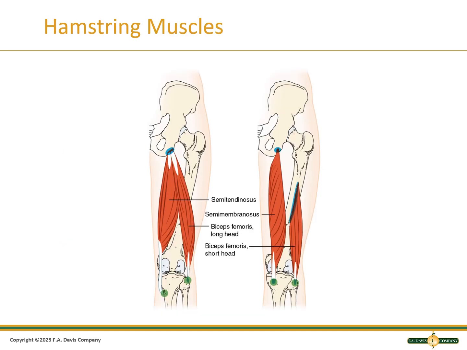Looking at our hamstrings, we can see our semitendinosus and our semimembranosus on the medial aspect, with our semimembranosus being deep to our semitendinosus, and then on the lateral aspect we have our biceps femoris, the long head and the short head, with the short head being deeper to the long head.